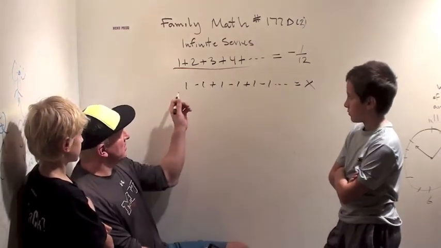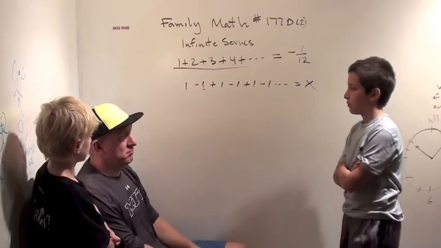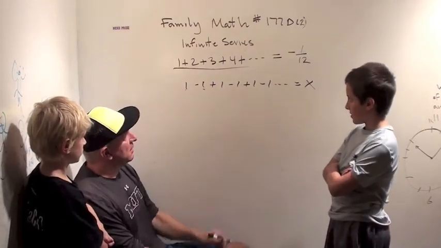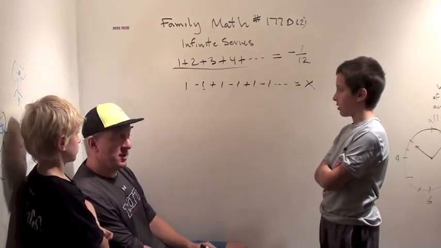Okay? So just plus 1 minus 1, alternating, I mean, not repeating. This is going to have two values. This could have two values. Okay, what do you think they are?